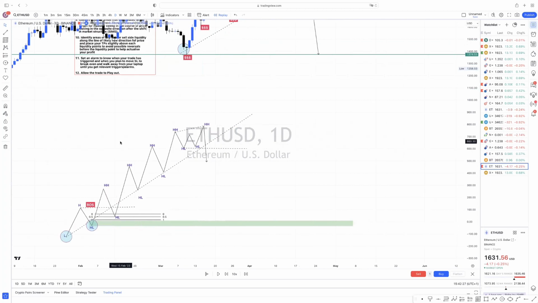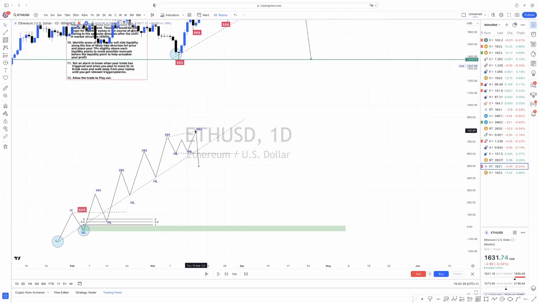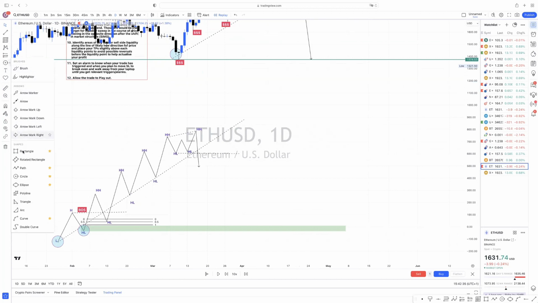Now, most of the time, what you will see is that if you look at this break, a lot of time people will hear, oh, wait for confirmation, wait for confirmation.